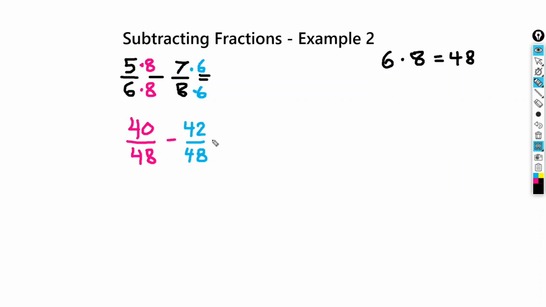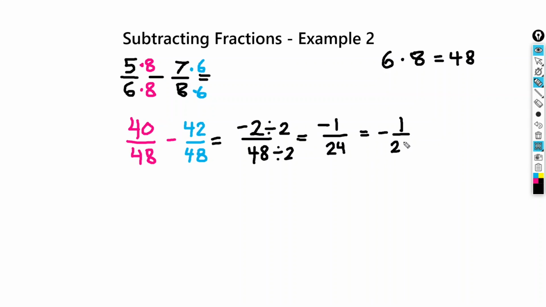And when we do that, 40 minus 42 is negative 2 over 48. Okay. Both negative 2 and 48 are divisible by 2. So I'm going to divide both the top and the bottom by 2. And I'm going to get negative 1 over 24, which also you might see with just the negative out front, negative 1/24, like so.